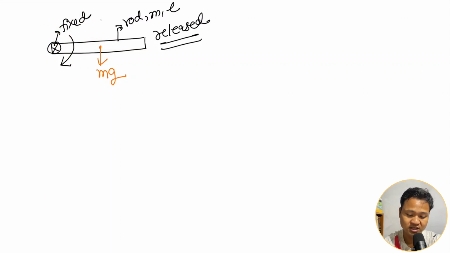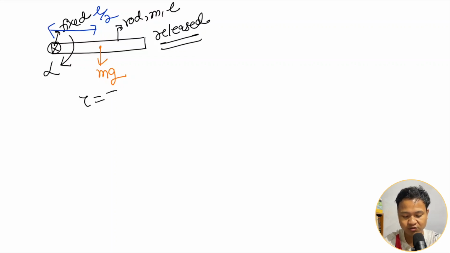So here what is r? r is l by 2. This is the center of mass, where mg acts. So the question is: what is the angular acceleration? Okay, that is the question.